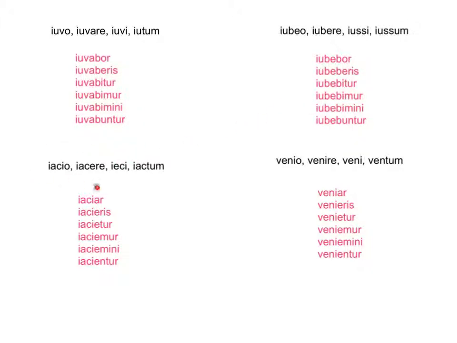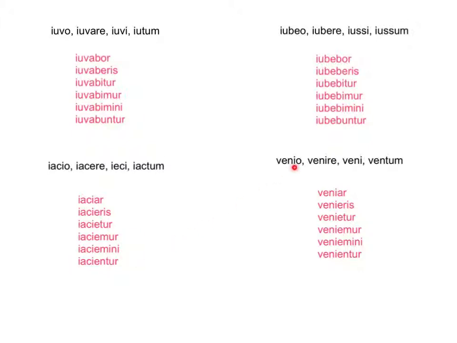When we come down to third IO, iacio, iacere, ieci, iactum, to throw, gives us words like eject. It goes iaciar, iacieris. Notice we have the stem. It's third IO, and they're very egotistical, so it has to have an I all the way through. And then it goes a, first singular, everywhere else is e. Ar, ris, tur, mur, mini, ntur. Iaciar, iacieris, iacietur, iaciemur, iaciemini, iacientur.